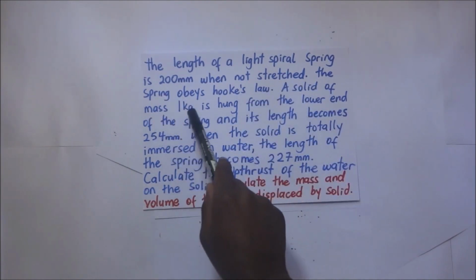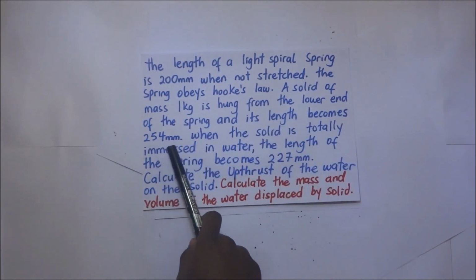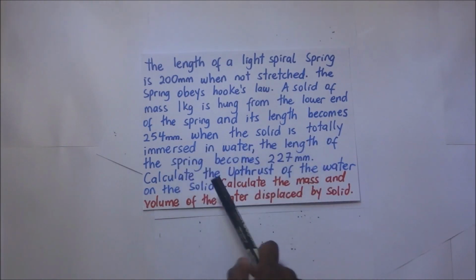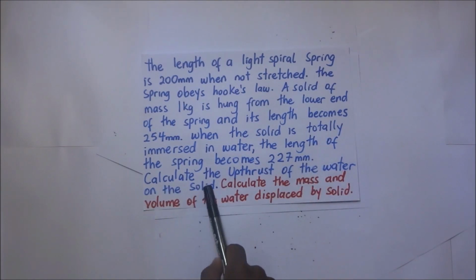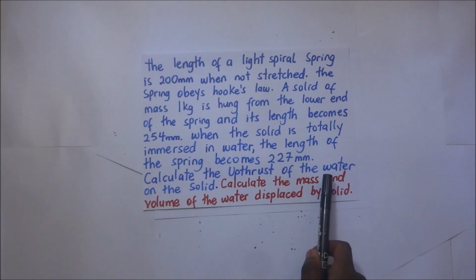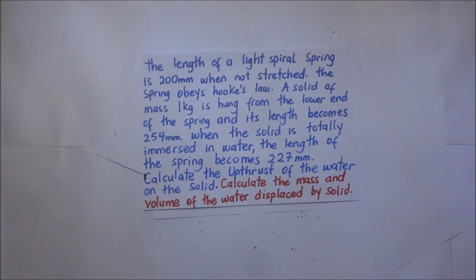A solid of mass 1 kilogram is hung from the lower end of the spring and its length becomes 254 millimeters. When the solid is totally immersed in water, the length of the spring becomes 227 millimeters. Calculate the upthrust on the solid and also calculate the mass and the volume of the water displaced by the solid. We'll begin with the first portion of the question, but this is a long question, so we'll first summarize it diagrammatically.